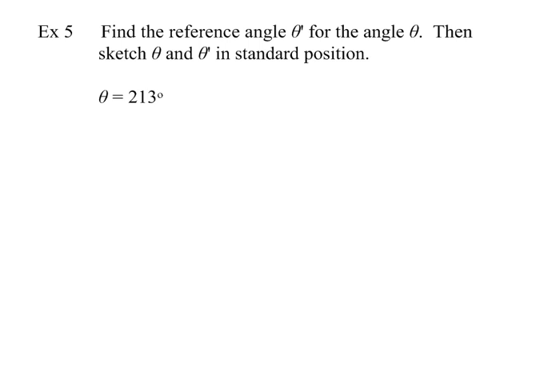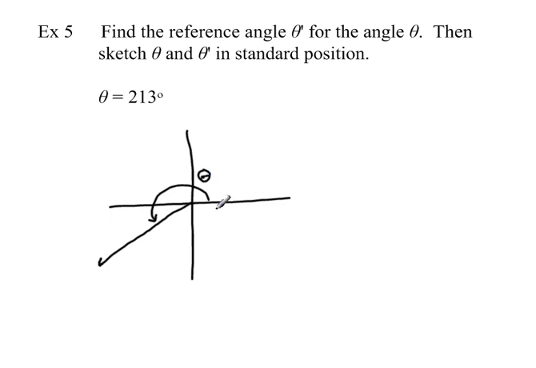So next example here, it gets back to that idea of reference angles. So I'm just going to make a sketch of this first. 213 degrees. We know 180 degrees is a straight line. So this is 33 degrees beyond that. So we're going to have this angle look something like this. Here's our angle theta. For these angles, always start on the x-axis at the right, always measure counterclockwise. So there's 213 degrees.